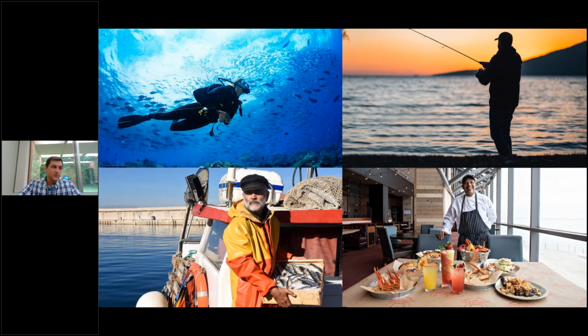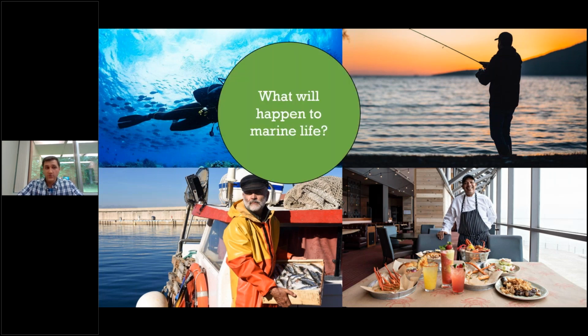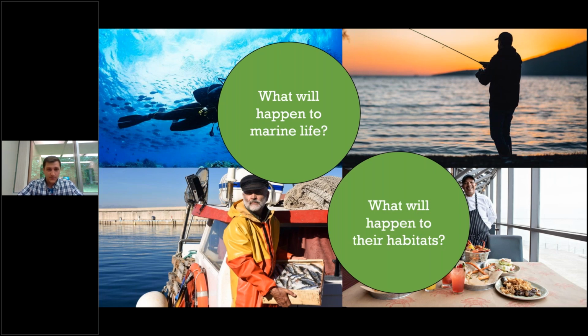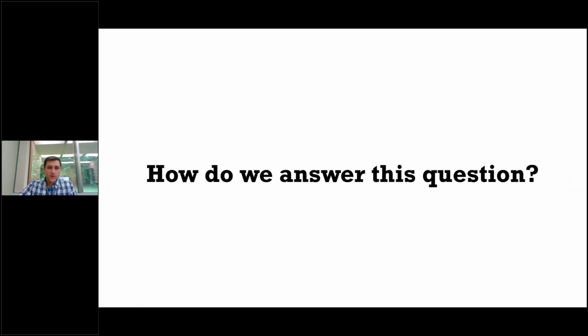We need to answer the relatively simple question, under climate change, what will happen to marine life? Well, to answer that requires us to answer a different question first. What will happen to their habitats? If we can figure out and map the changes that these species' habitats will make, then we can make predictions about how these species will react and adapt to these shifts. So how do we determine how habitat will change?